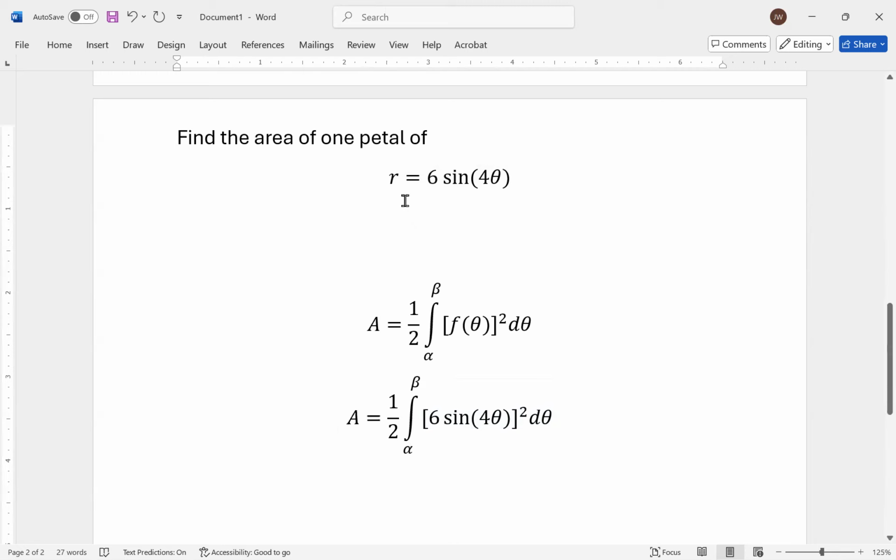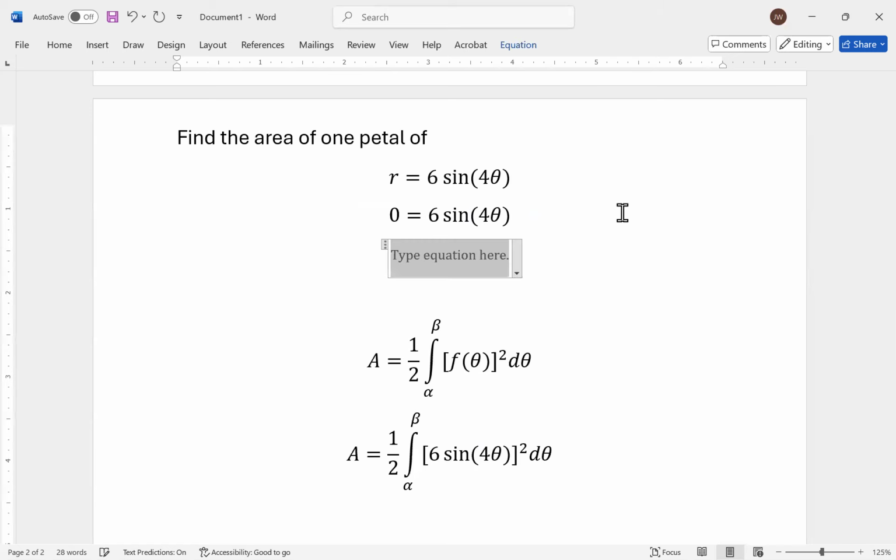We know this is a rose curve, and so we know it goes through the origin or through the pole. That is when r is equal to 0. So I am going to solve this equation where I set r equals 0, and then I'll solve for theta. Divide both sides by 6, we get 0 is equal to sine of 4 theta. And when is sine 0?